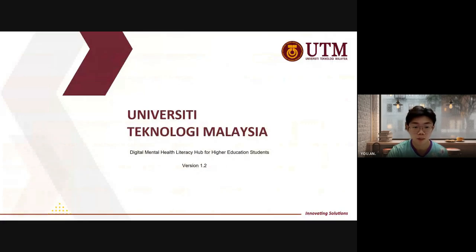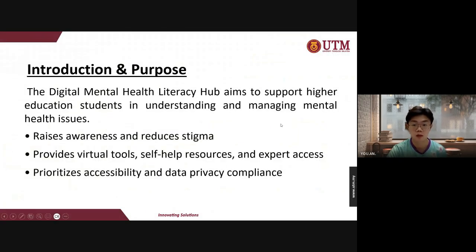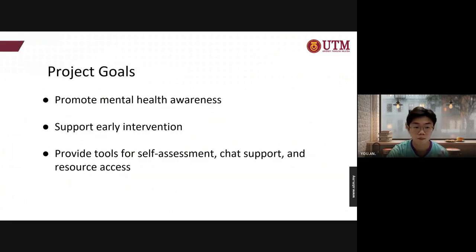The introduction and purpose of our phase 4: the Digital Mental Health Literacy Hub aims to support higher education students in understanding and managing mental health issues. The purpose is to raise awareness and reduce stigma, and also provide virtual tools, self-help resources, and expert access. The third is to prioritize accessibility and data privacy compliance. The next part is the goals for our project. The first goal is to promote mental health awareness, the second is to support early intervention, and the third is to provide tools for self-assessment, chat support, and resource access.